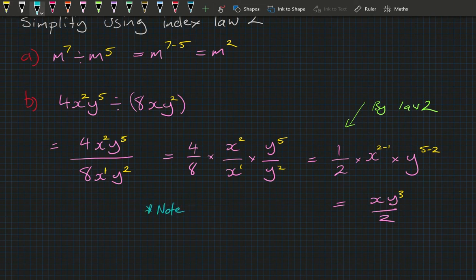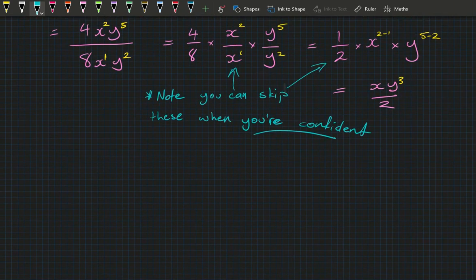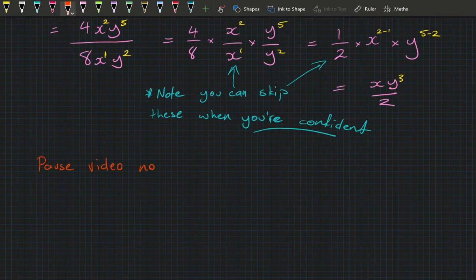And just like in the previous section, I think you're going to get more confident and you will skip a lot of these reordering steps. But if you're not 100% confident, I do suggest you use them in the meantime. Once again, you need to pause the video now and work on question 3 in the new book and question 5 in the old book.